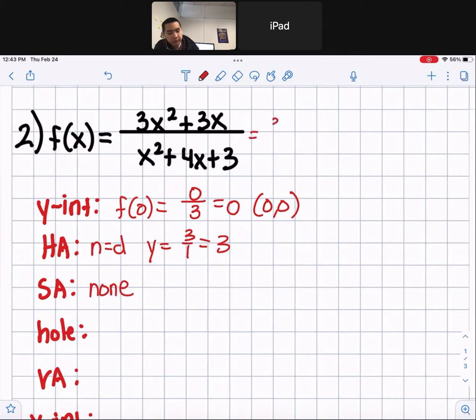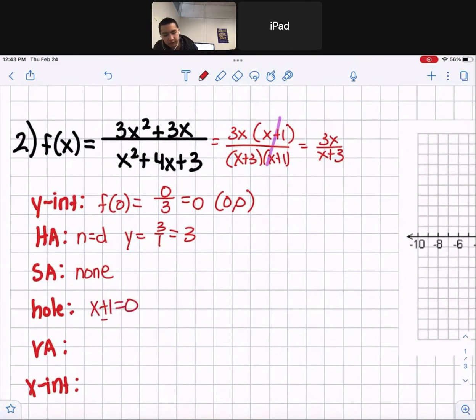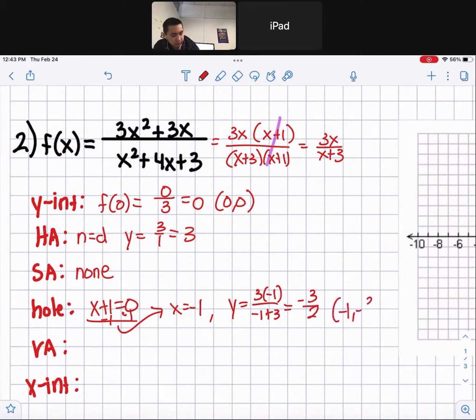Now let's factor to see if we have any holes. We can factor out a 3x from the top, and we could do the x method on the bottom to get x plus 3 times x plus 1. These cancel, so here's our reduced equation. For the hole, set what we canceled, which was x plus 1, equal to 0. X equals -1. Now plug this into there to get your y value. We get -3 all over 2. So our hole is -1 comma -3 halves.